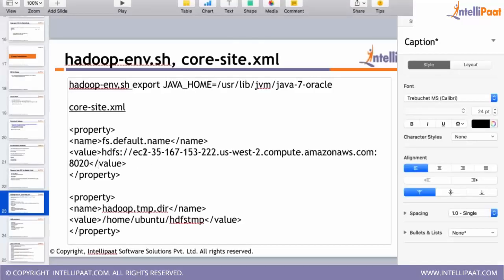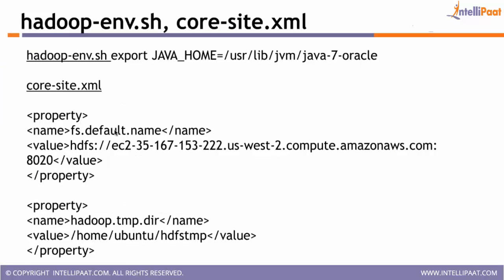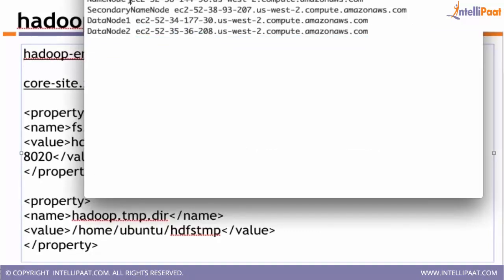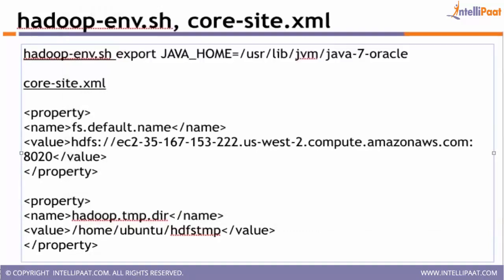Then the second thing we have to do is change core-site.xml. In core-site.xml, because this is not a single node machine, in the previous classes we have seen that here we have localhost. Because this is a distributed cluster, we are going to use the actual host name. The name node host name is EC2 52 38 and all. So we have to use this actual host name here.